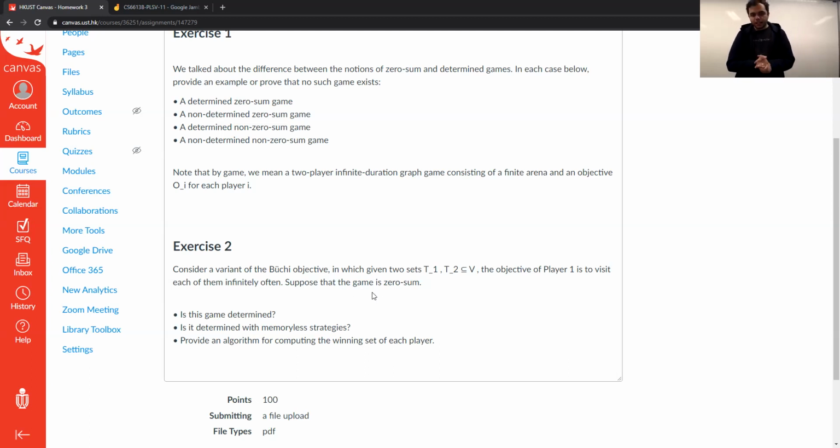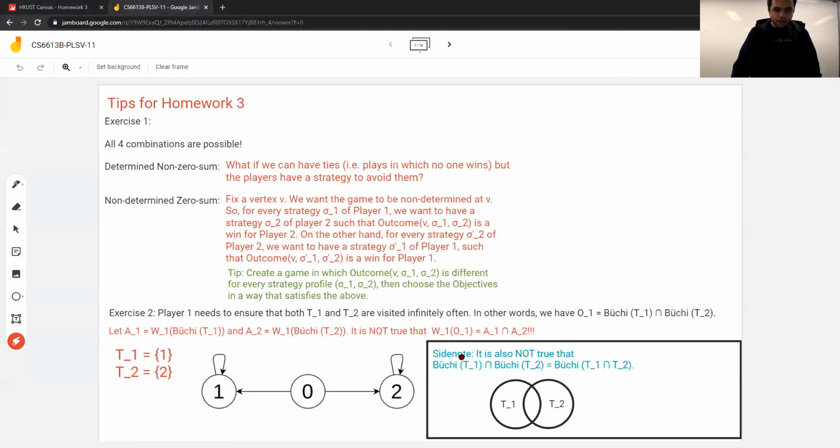Okay, what does it mean that the game is zero sum? It means that the objective of player 2 is to force the game to visit either T1 or T2 only finitely many times, while the objective of player 1 is to visit both of them infinitely many times. Okay. Now, here are some of the problems. Well, actually one of them was common, but here are two of the problems.